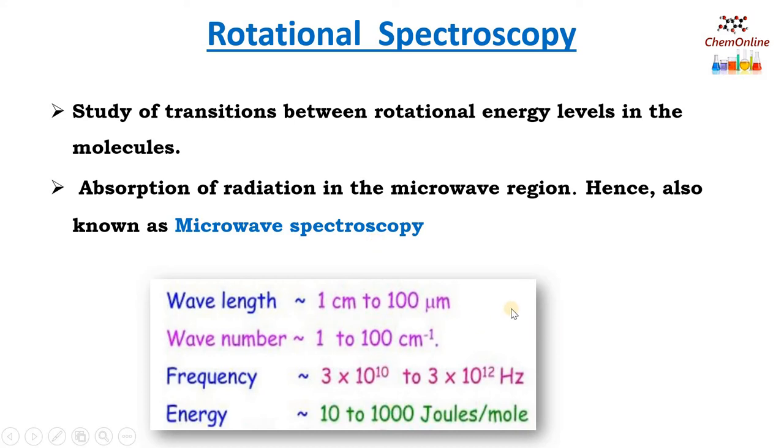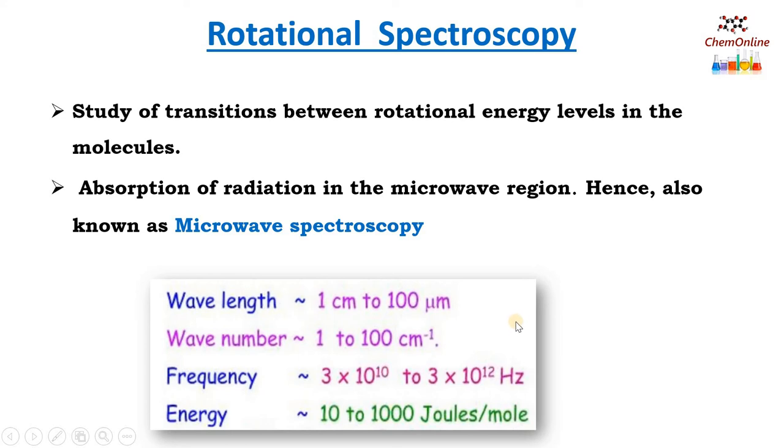In this table, you can see the region of the electromagnetic spectrum which corresponds to microwave radiation. The wavelength ranges from 1 centimeter to 100 micrometers, or the wave number is 1 to 100 centimeter inverse. In terms of frequency, it ranges from 3 × 10^10 to 3 × 10^12 Hertz. And in terms of energy, it ranges from 10 to 1000 joules per mole.